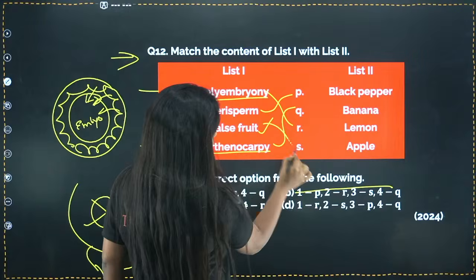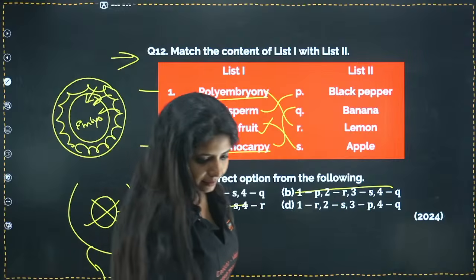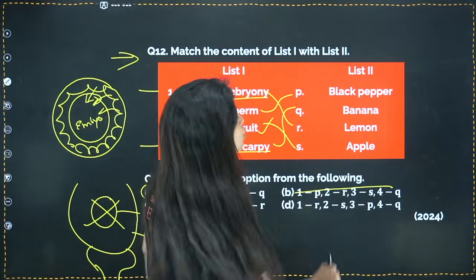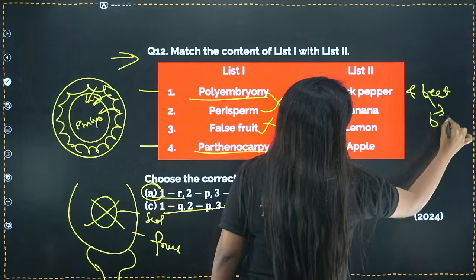So is the apple option? Yeah. So 3 goes with S. So your answer for this question is A. Okay? Black pepper and beet. Exactly. Black pepper and beet. So you remember it as B square.